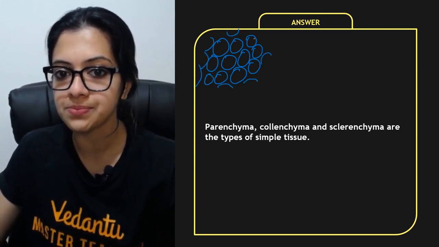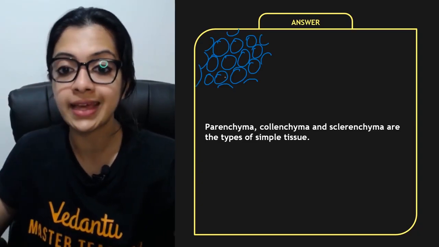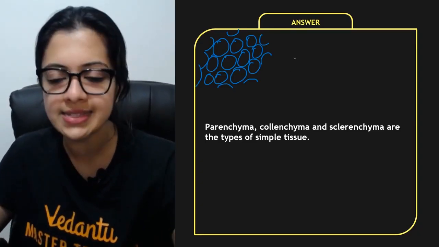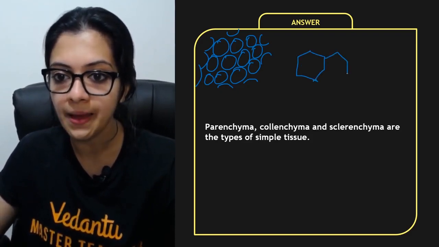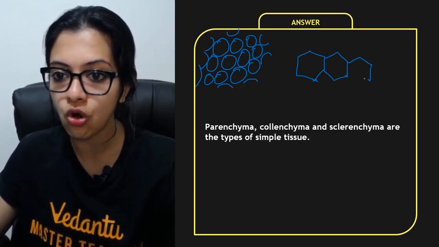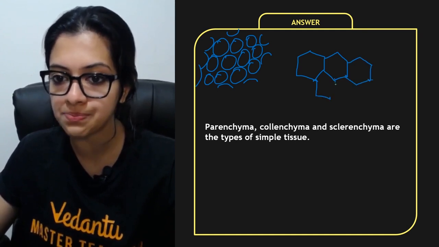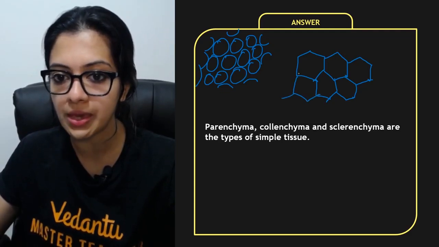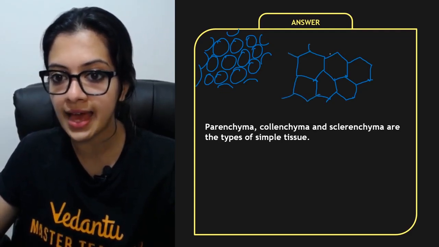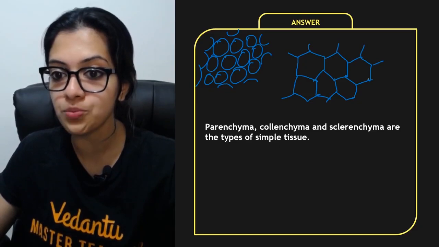Plenty of intercellular spaces between them. Then coming to them, they would have very, very thin cell walls. As far as collenchyma is concerned, make sure you draw them without any intercellular spaces. And the next important thing you need to keep in mind is that there have to be thickenings.